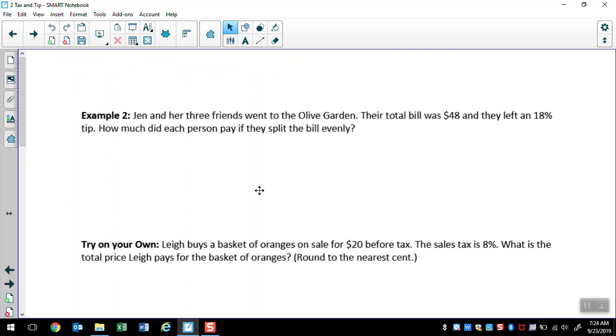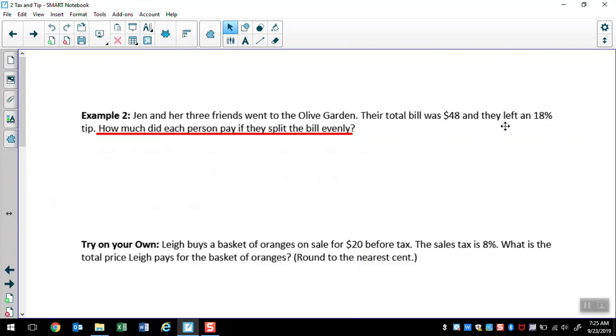All right, now let's take a look at example 2. So I'm going to do this one first using the proportion method again. Jen and her 3 friends went to the Olive Garden. Their total bill was $48 and they left an 18% tip. How much did each person pay if they split the bill evenly? All right, so that's key. How much did each person pay if they split the bill evenly?